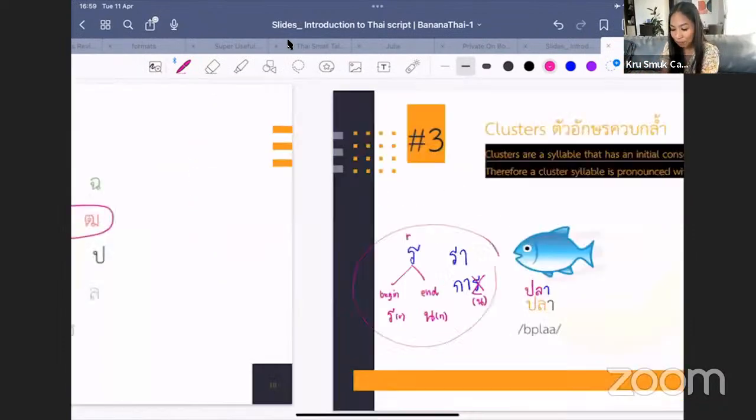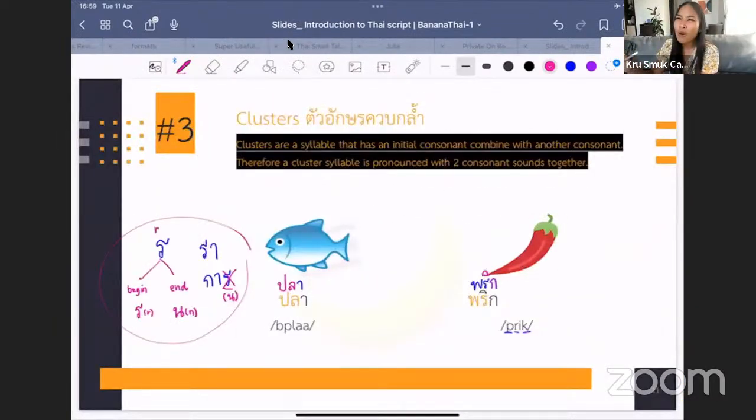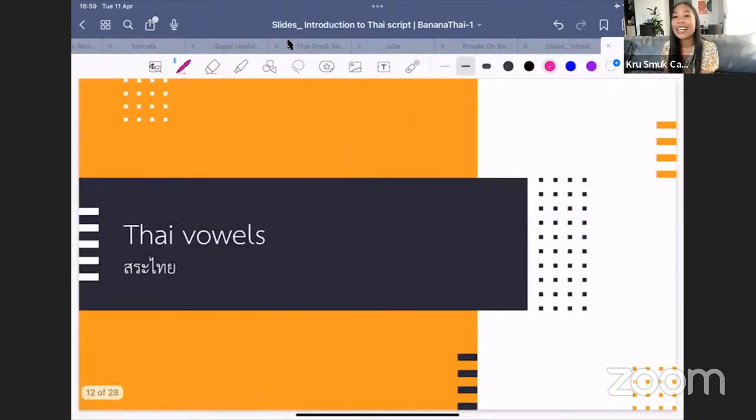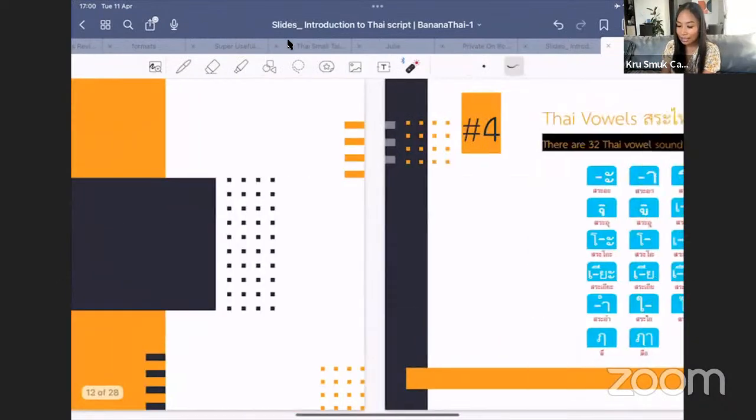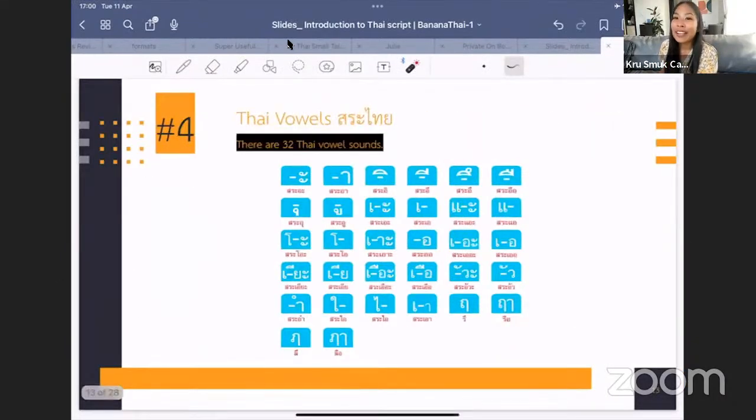โอเคค่ะ So I think we cover pretty much the key essential highlight topics about consonants. Now let's move on to the next topic: Thai vowels, or สระไทย, สระไทย นะคะ. Okay. There are 32 Thai vowel sounds in the Thai language.